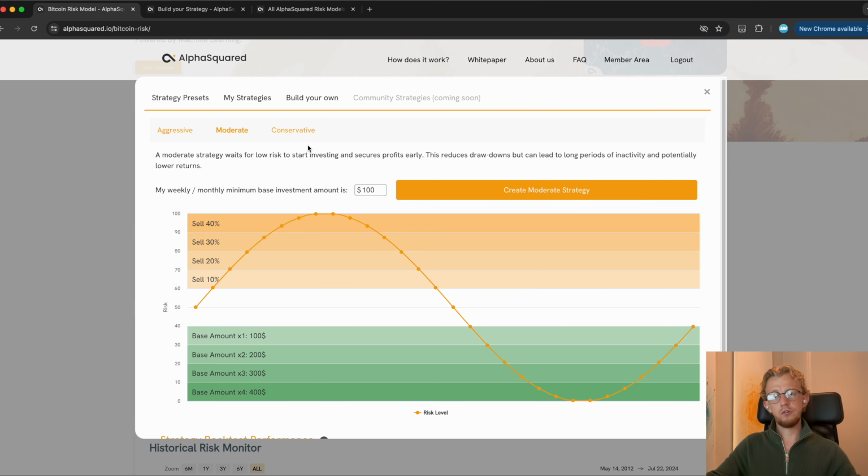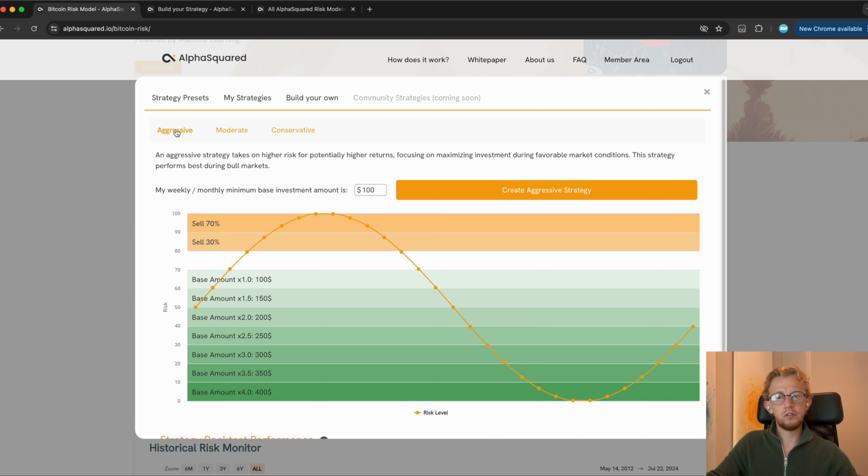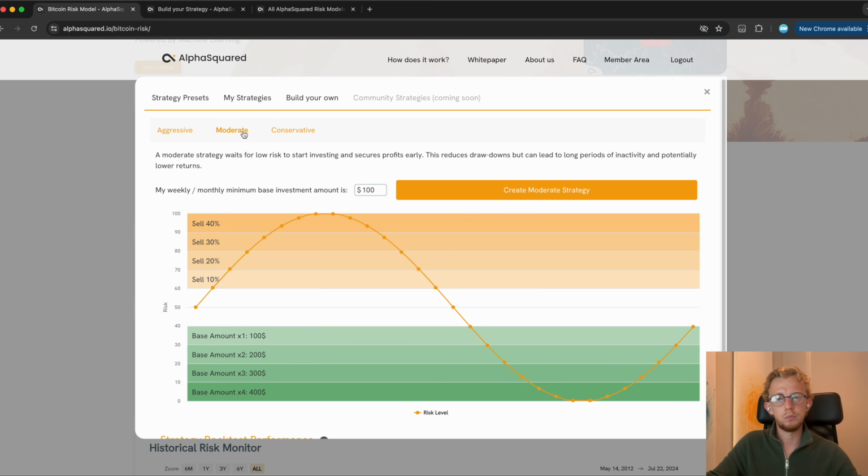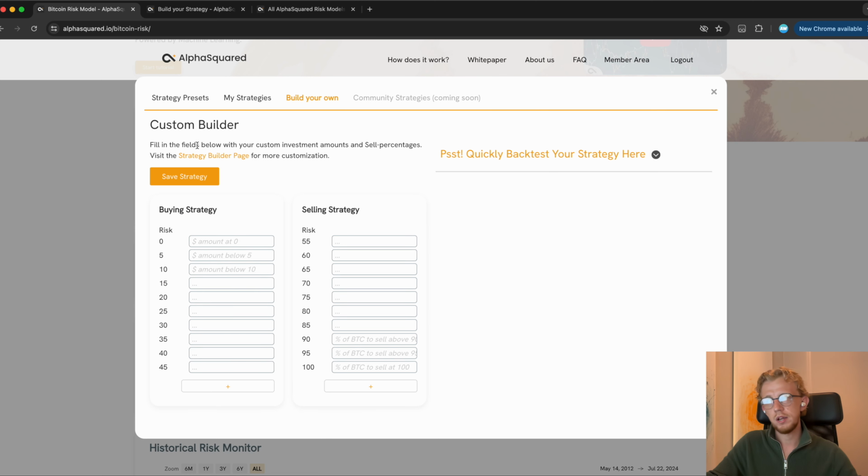Through testing, we have created 3 preset strategies: conservative, moderate, and aggressive. These strategies differ in how they adjust the investment amounts based on risk levels. So you can choose a strategy that matches your risk tolerance, whether you prefer buying at higher risks, at lower risks, or a more balanced approach. Additionally, you can define a custom strategy tailored to your specific preferences.